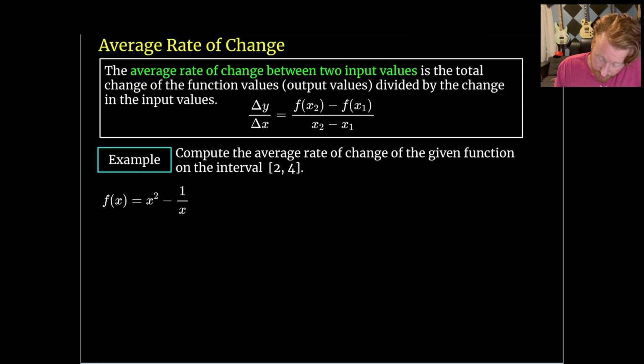Maybe we even know that once I'm looking for my average rate of change, I'm going to have 4 minus 2 in the denominator, and I want to get f of 4 minus f of 2 in the numerator. But I don't quite know what f of 4 and f of 2 are, so we'll plug them into the function here and we will find out.